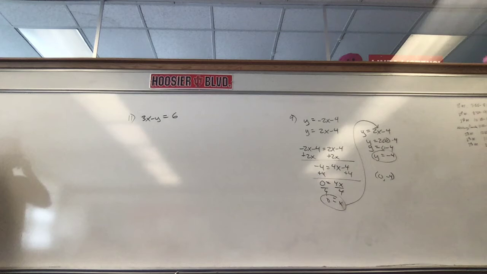How about 5 years ago, were they the same age? They're always going to be the same. When does 0 equal 0? Always. So there are infinite solutions.